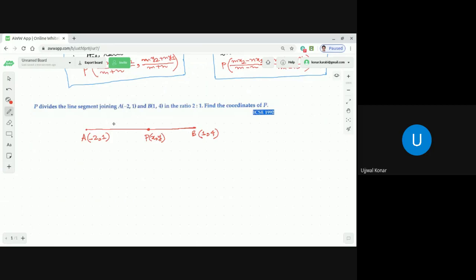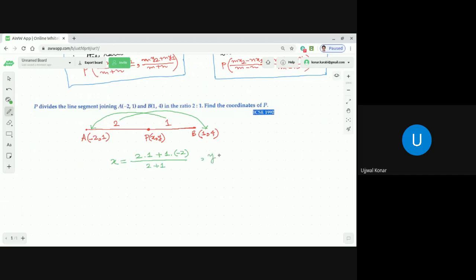According to the question, it is divided in the ratio 2:1. So how do we find the coordinates x and y of the point? To find x, 2 should be multiplied with this and 1 should be multiplied with this. So x should be 2 into the x coordinate of the point B, that is 1, plus 1 into the x coordinate of the point A, that is -2, divided by m plus n, that is 2 plus 1.